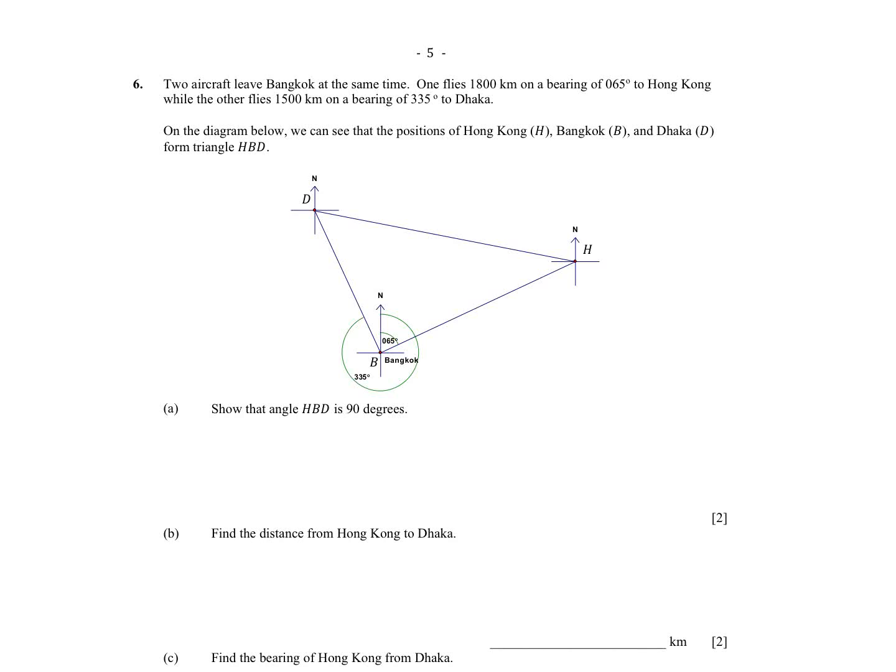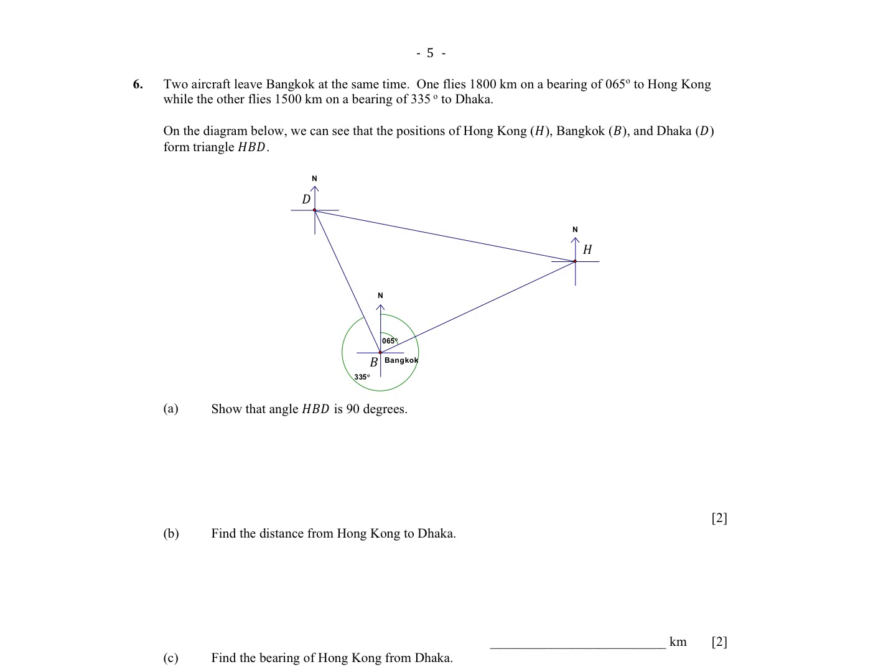Question 6, two aircraft leave Bangkok at the same time. One flies 1,800 kilometers on a bearing of 65 degrees to Hong Kong. The other flies 1,500 kilometers on a bearing of 335 degrees to Dhaka. So we can see those things already illustrated for us, right? The question tells us that Hong Kong is H, Bangkok is B, Dhaka is D, right?